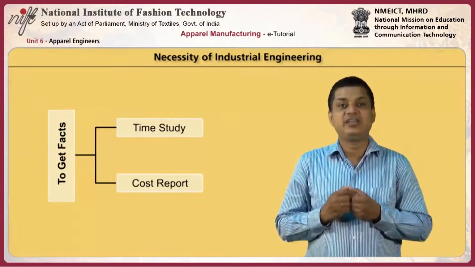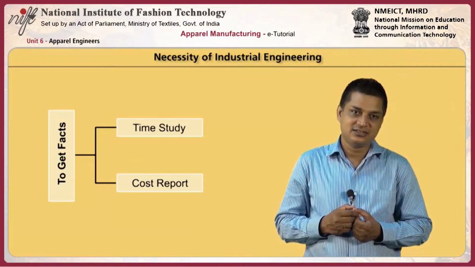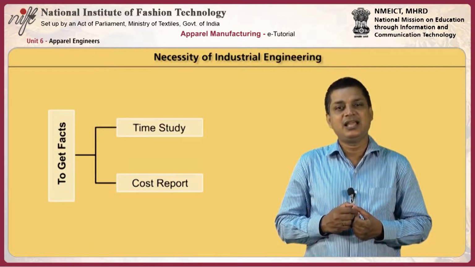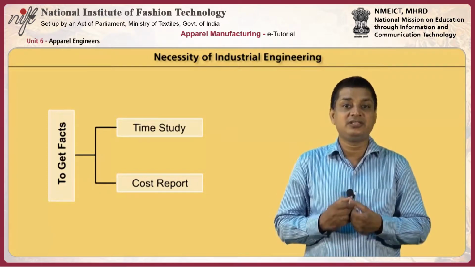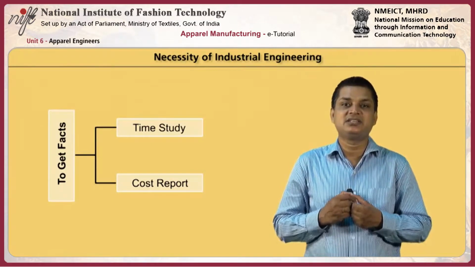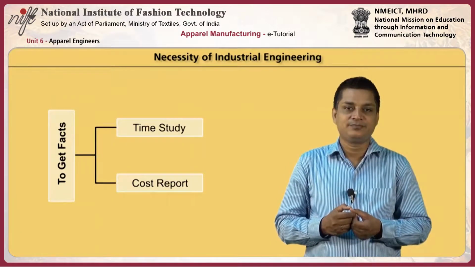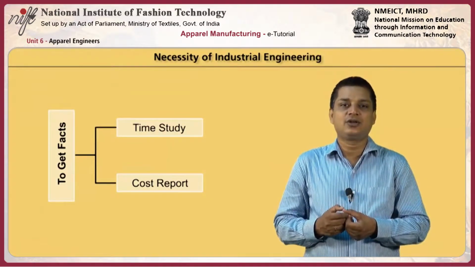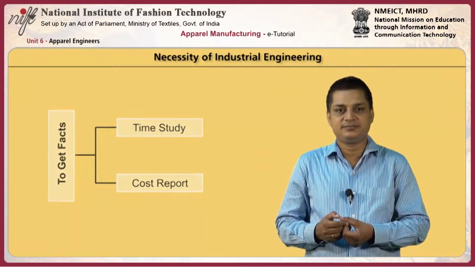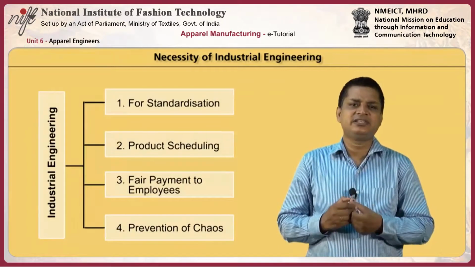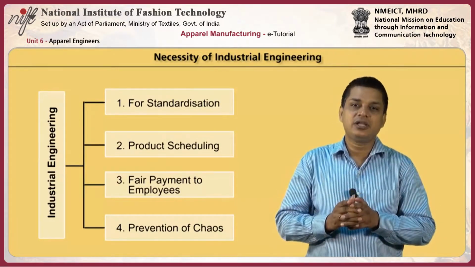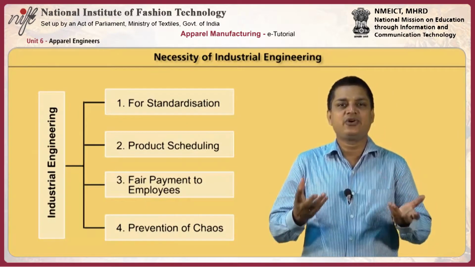One of the basic functions of engineering is to get facts. These facts may be in the form of a time study the engineer has made or a cost report the engineer has designed. But in either case, the management is given information to act upon. So we can conclude that one of the basic needs for engineering is the need of management information. The other needs of engineering are for standardization, product scheduling, fair payment to employees, and prevention of any chaos.